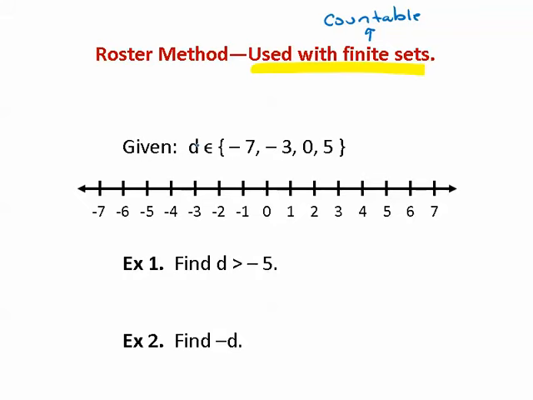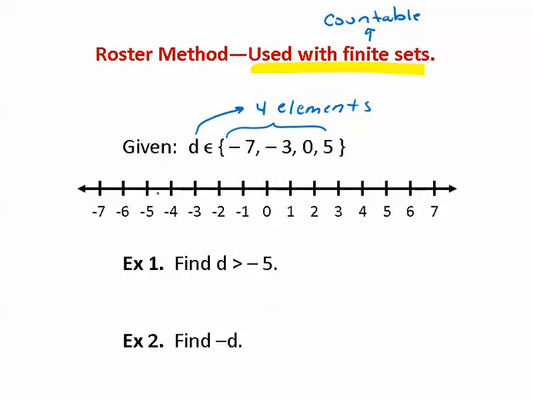So if we look at this set that's given down here, for example, this says that D is an element of the set -7, -3, 0, and 5. So in other words, this set contains 4 elements, and D is one of those elements. So let's put this down here. We have 4 elements, and we're saying that D is one of the elements of the set. So again, D belongs to the set that's listed here.